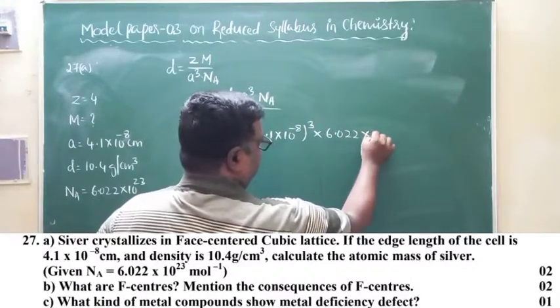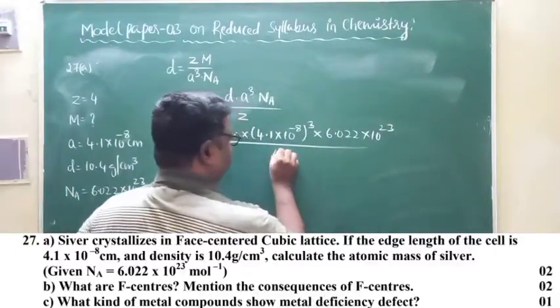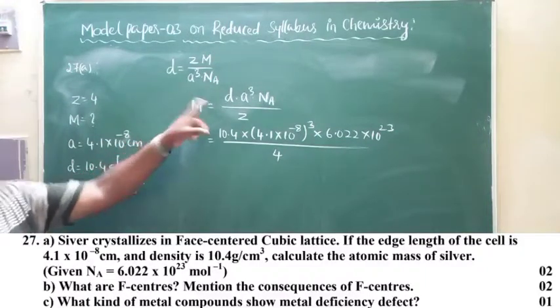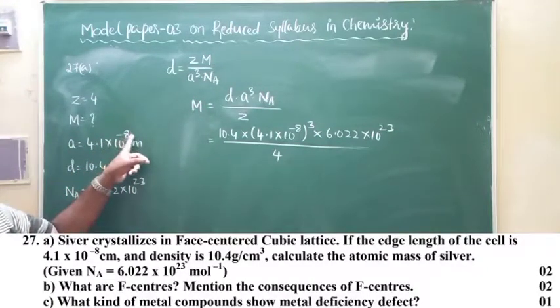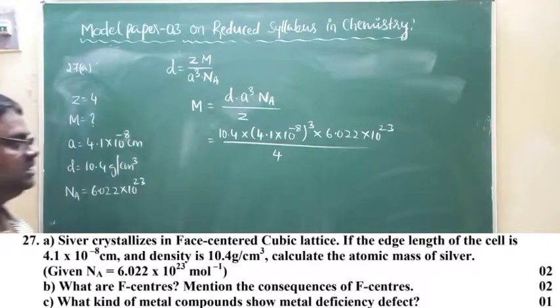6.022 into 10 to the power of 23. This is substitution, that's all. Z is equal to 4. In place of D, I have put 10.4. In place of A, I have put 4.1 into 10 to the power minus 8. In place of NA, I have put the Avogadro number. In place of Z, I have put 4.